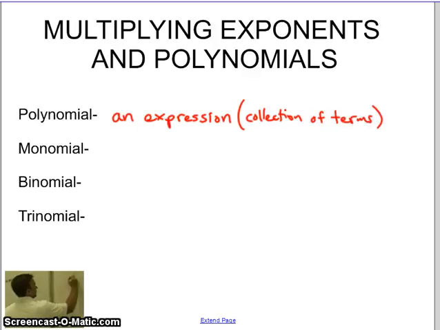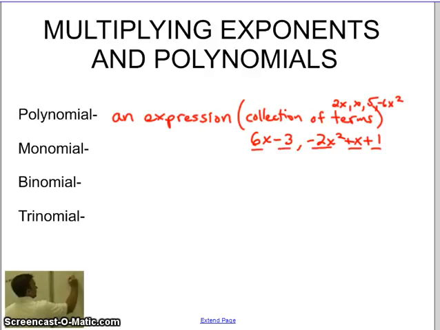A term. What is a term? A term is like 2x, or x, or 5, or 6x squared. Okay, or negative 6x squared. But an expression is a collection of terms, 6x minus 3, or negative 2x squared plus x plus 1. This one has 3 terms, this one has 2 terms.